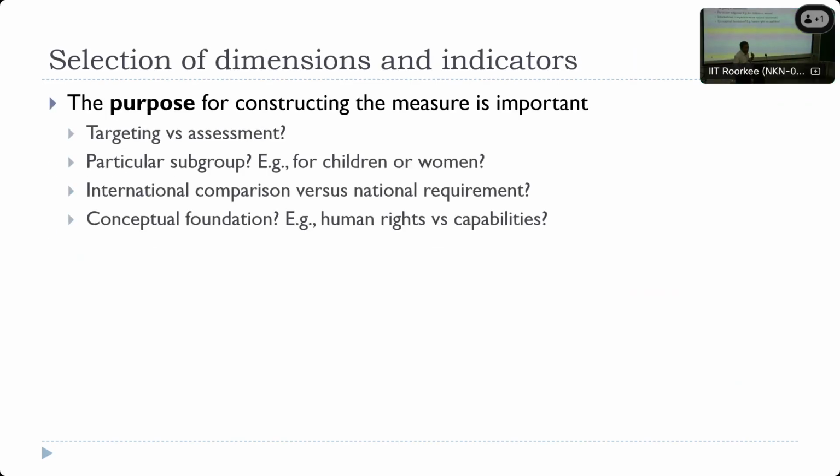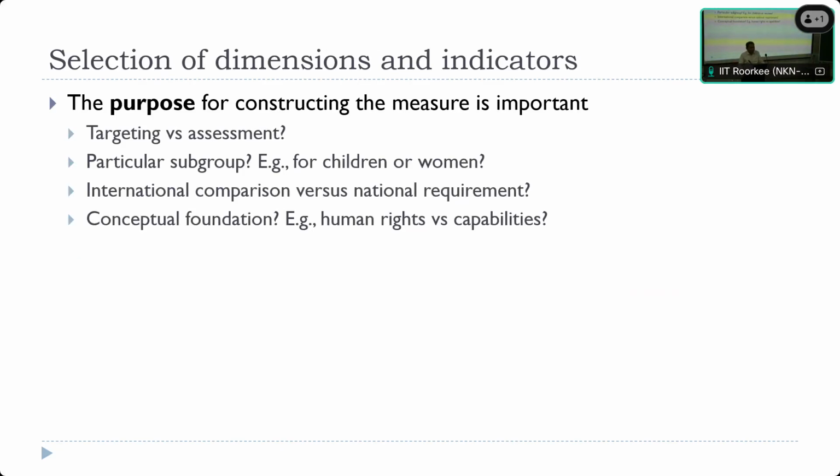So when you select your indicators or dimensions, the purpose becomes really important. This module is about energy poverty. So definitely we are not going to select indicators which have nothing to do with energy. If you are selecting child poverty, you have to select indicators that are relevant to children. There is no point in selecting indicators that are not.